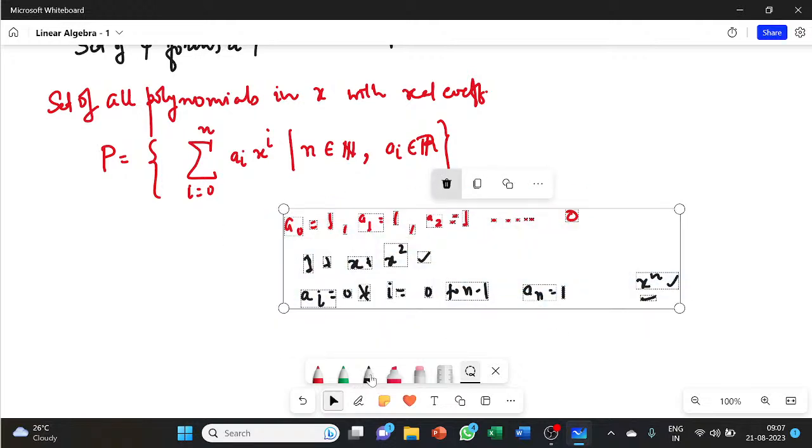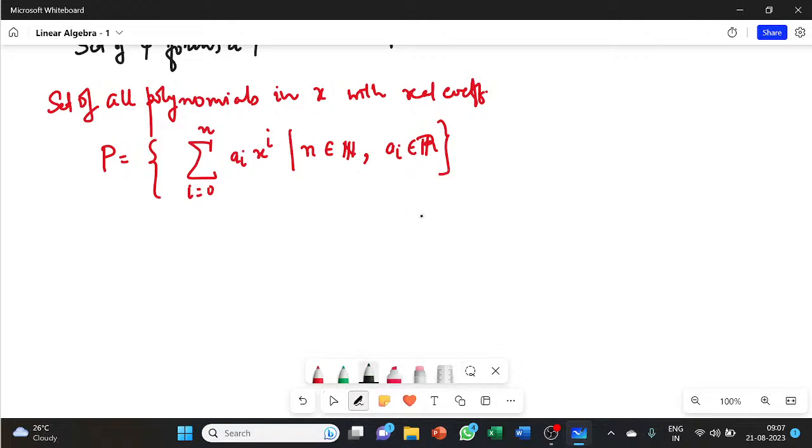Okay, does it form a real vector space? Indeed it does. See how. The first thing that you should think of is addition of two polynomials. Addition of polynomials is associative as well as commutative. In fact, it is closed also.